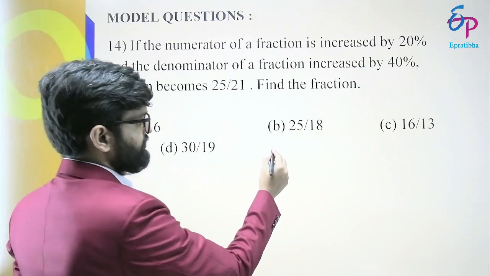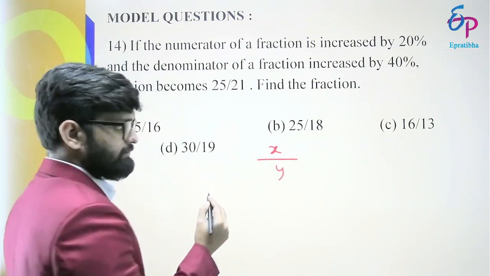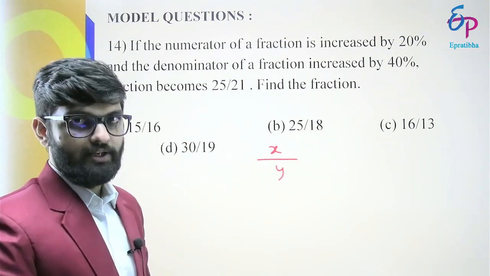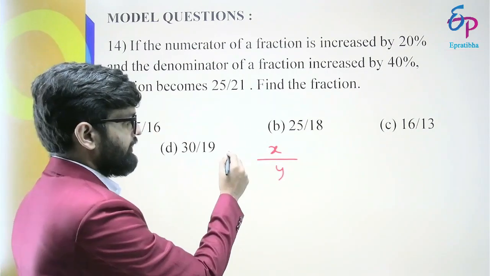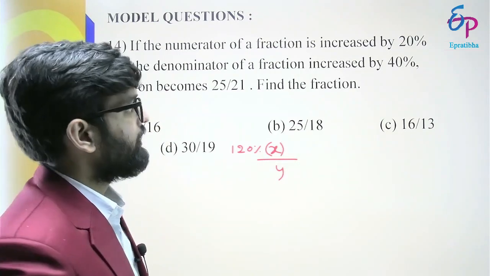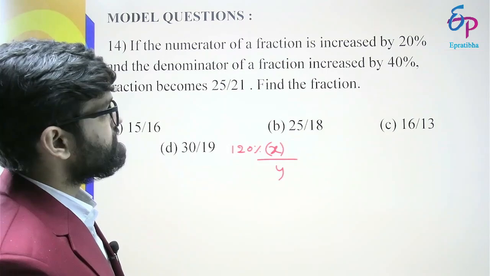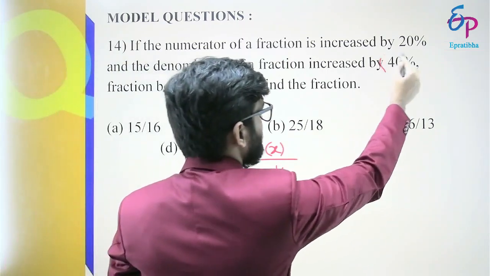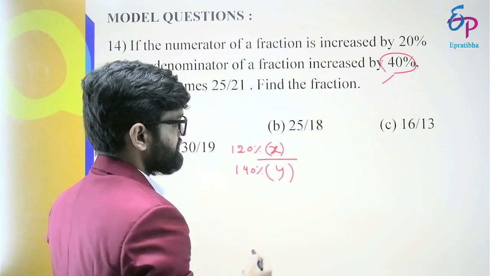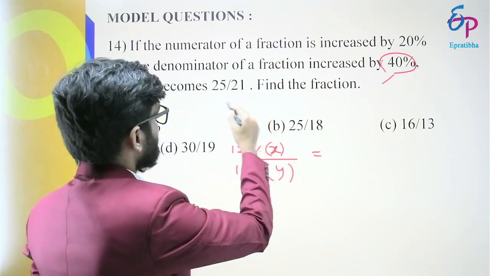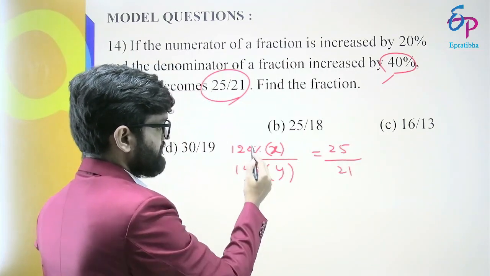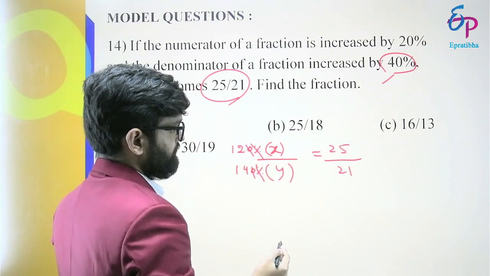Now just tell me the original fraction, if I take it as x by y, how much do I have to write in place of x? 20% increase means how much do I have to write? I have to write it as 120% or not? 120% I have to write. Now how much is the denominator increased by? 40% means how much do I have to write here? 40% means I have to just add with 100, it will be 140% of y, and the resultant value will be 25 by 21. Now percentage cancel, 0 0 cancel.